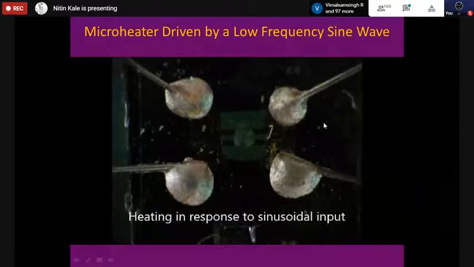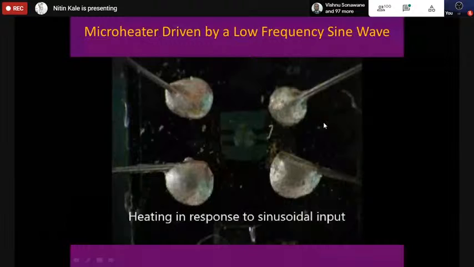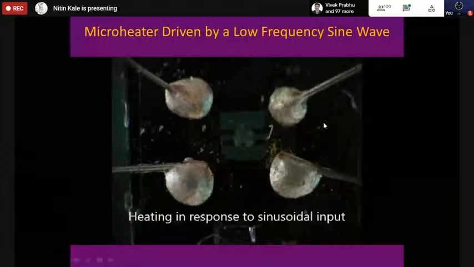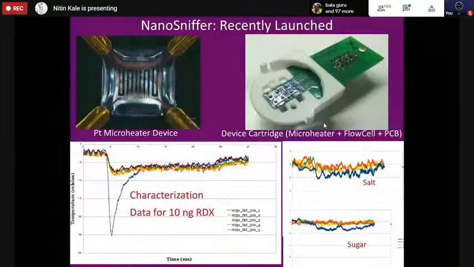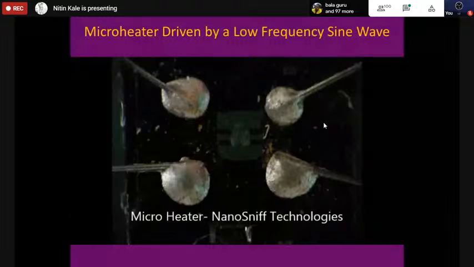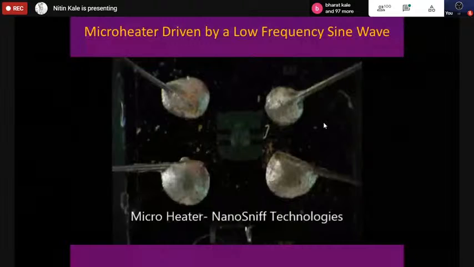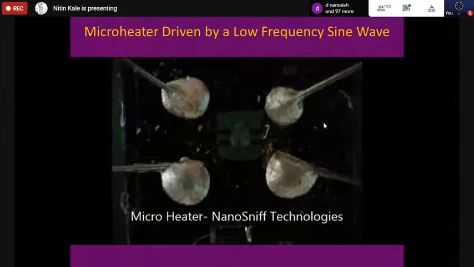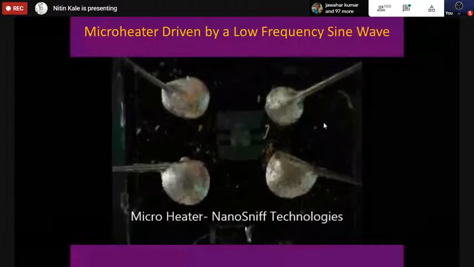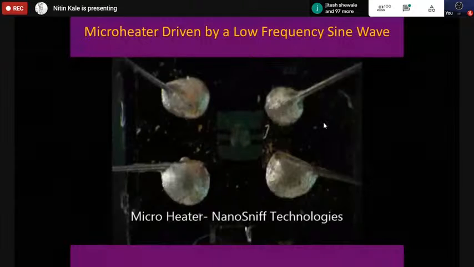So any questions on this? Okay, then I'll go ahead. Hello, Kale sir. Sir, this is Sanket from Nagpur. Sir, I just want to ask one question: which type of material should we use to detect various biosensors or various VOCs? So, I'll keep this question to the last part of it. Okay, sir. Thank you. Any other question on micro heater?